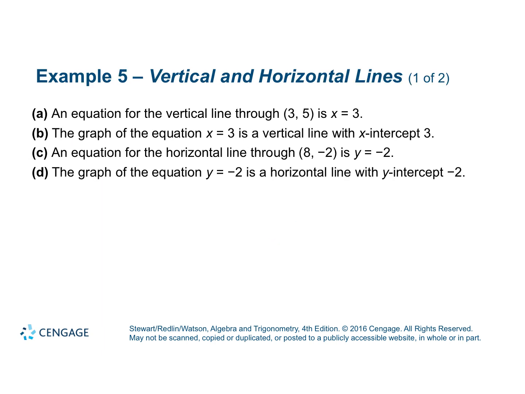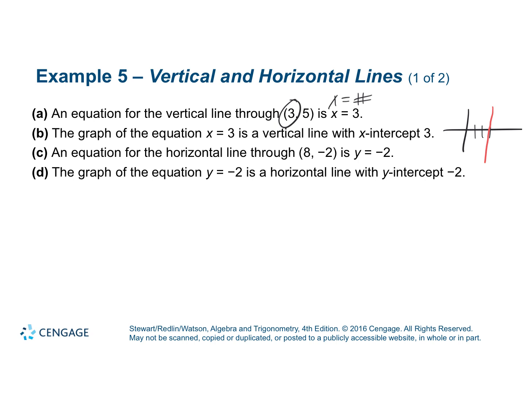So we have vertical and horizontal lines. An equation of a vertical line through 3, 5 is x is equal to 3. So like I mentioned, x is equal to a number, the number being the x value of that ordered pair. For b, the graph of the equation x is equal to 3 is a vertical line with the x-intercept at 3. So if we draw a graph, we do 1, 2, 3. It's going to be a vertical line that passes through 3 the entire time. Then we have an equation of the horizontal line.